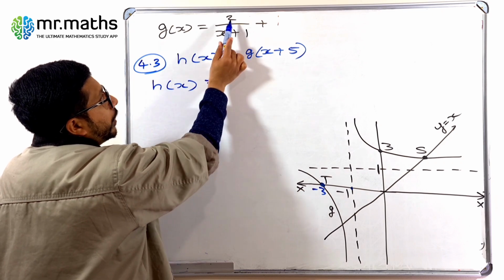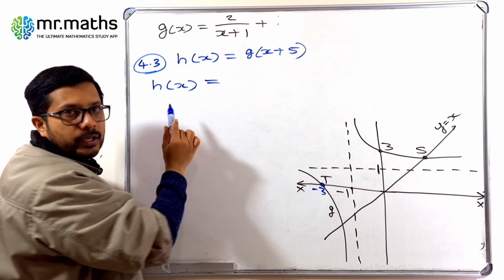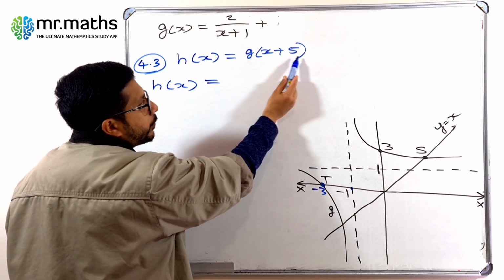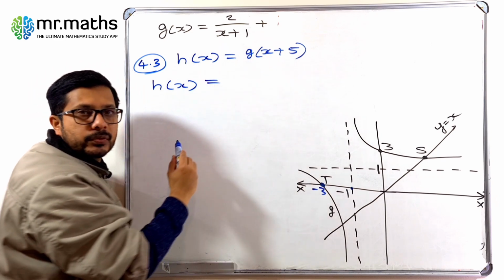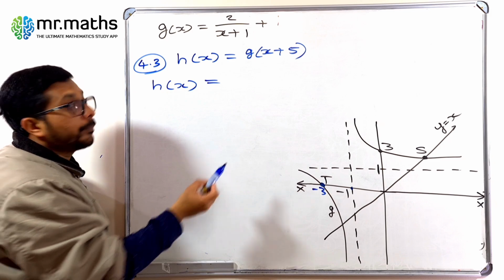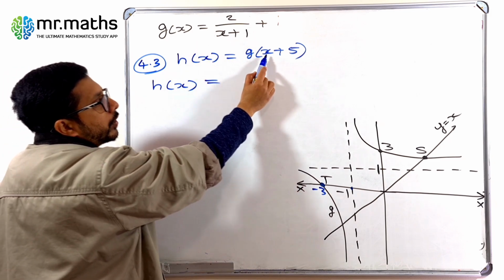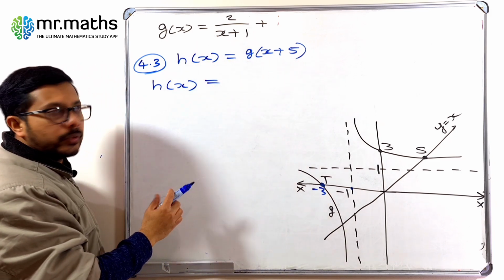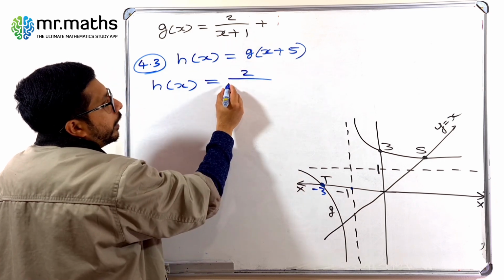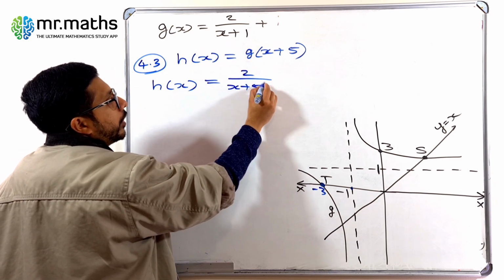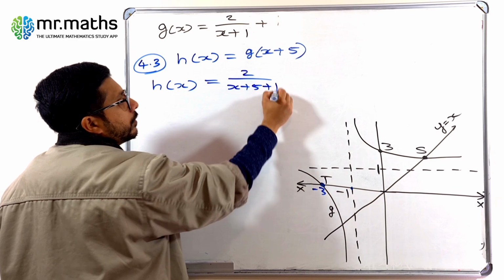When it is g of x, 2 divided by x plus 1. So when it is g of x plus 5, instead of this x you have to write x plus 5. That's all. So it is 2 divided by x plus 5, then there is another plus 1.